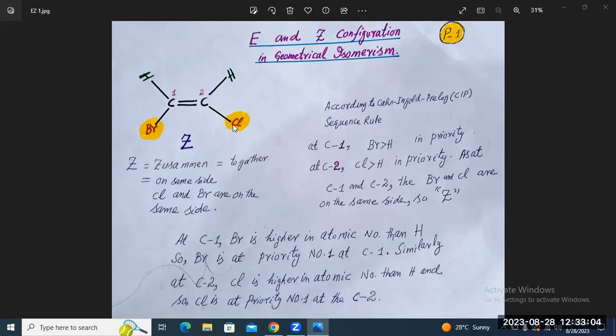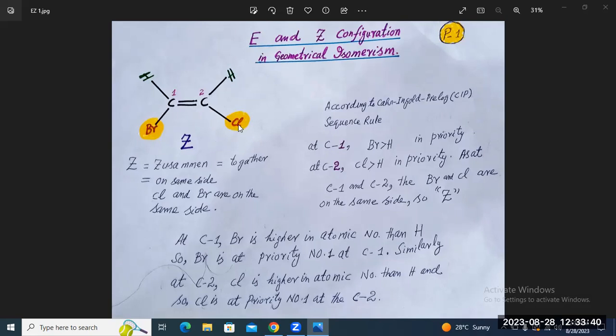The priority of chlorine is more at carbon number 2, and it is on this side. At carbon number 1, the bromine is prior to hydrogen. Now bromine and chlorine both are on the same side of this alkenic bond.